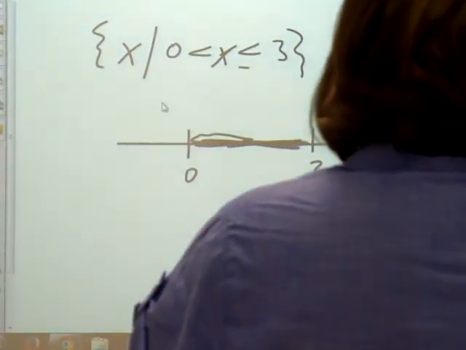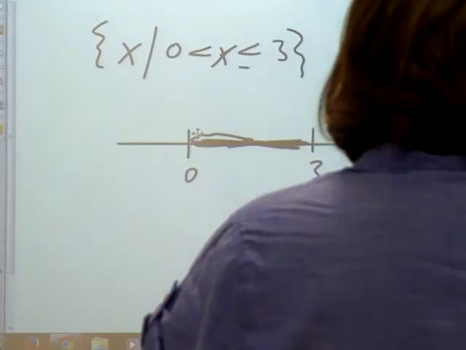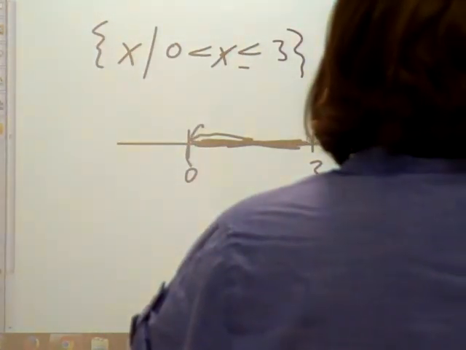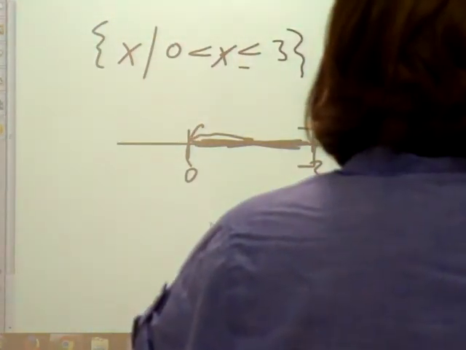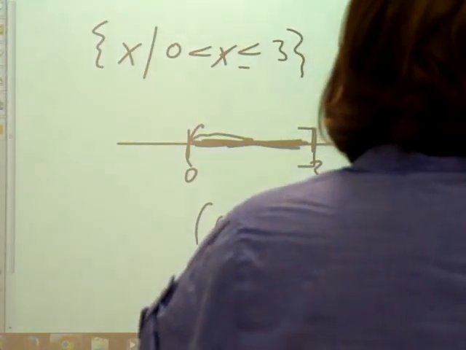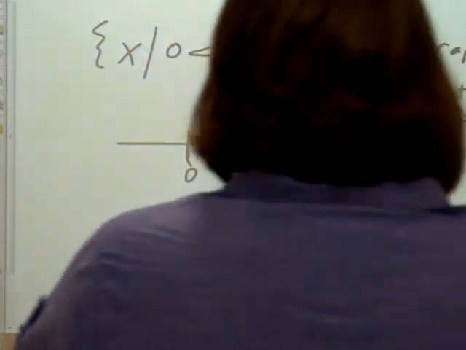All right, so what kind of mark goes on my 0? Parentheses, and what about the 3? Y'all got it. So then you just rewrite it. That's it.